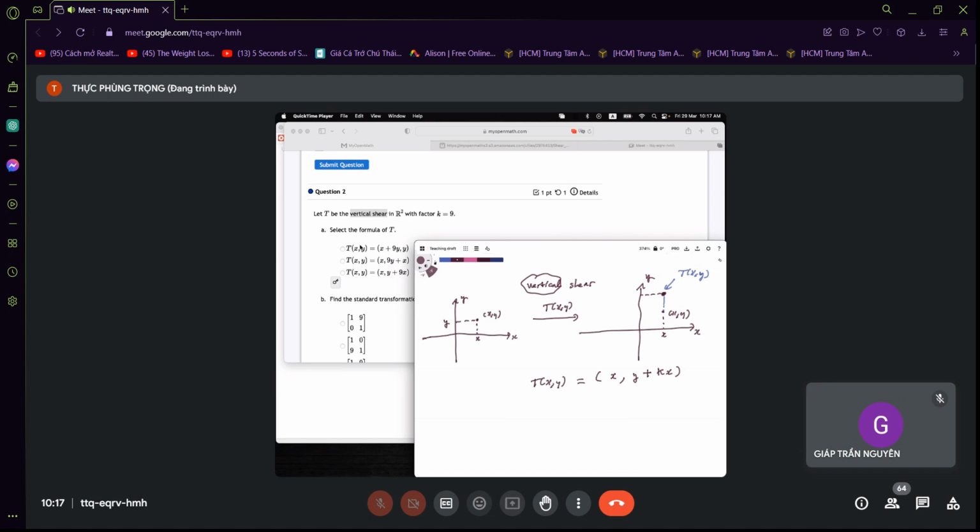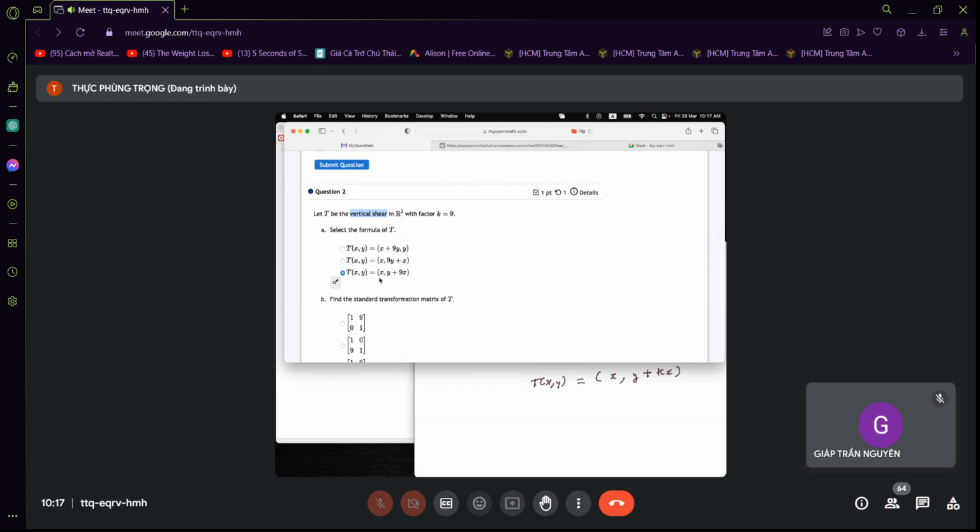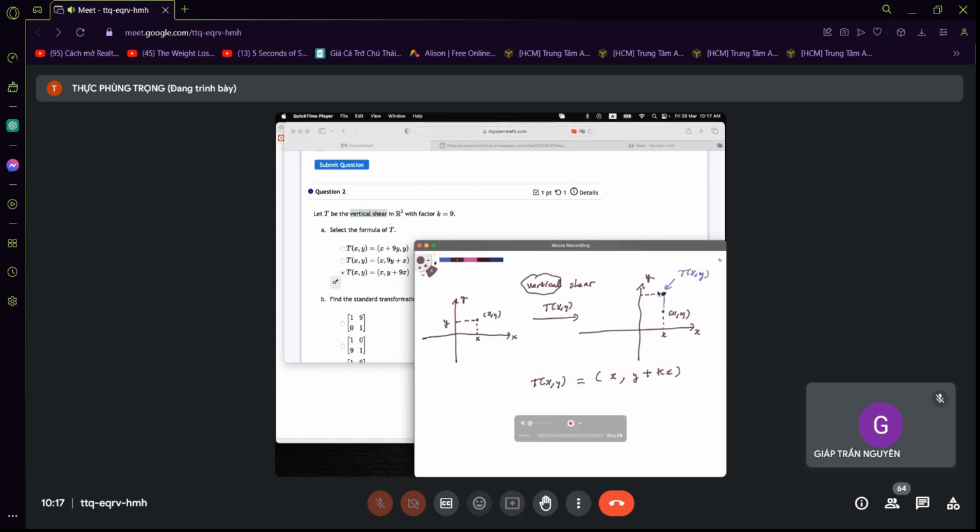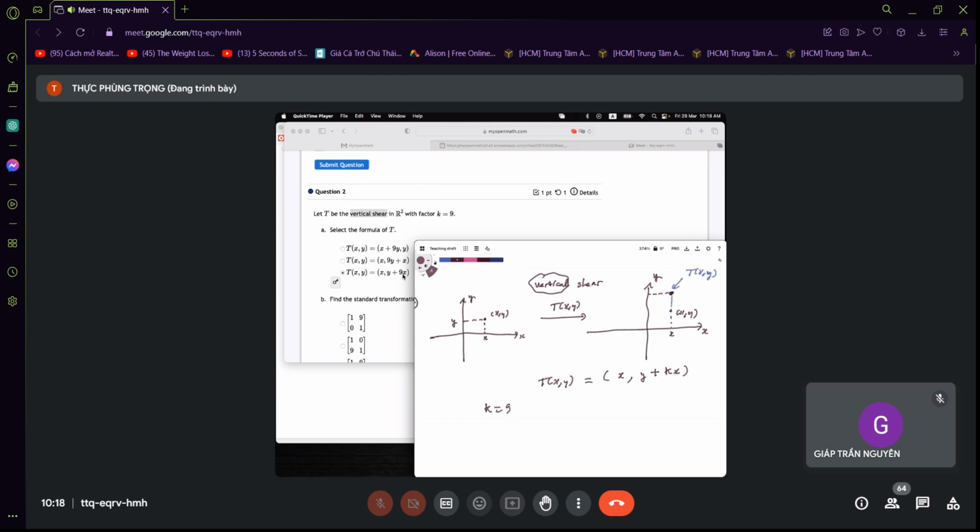Therefore, the answer for a right here is the last one, right? We had the same s because we go up, we go in the vertical direction. And the y component, we add the factor k, s, yeah, k is 9, so we add a factor of s, we say 9s into the y component. So the answer, by definition, is (s, y plus 9s). So when k is 9, you have this one. This is just by definition. You open the note, you see the definition.